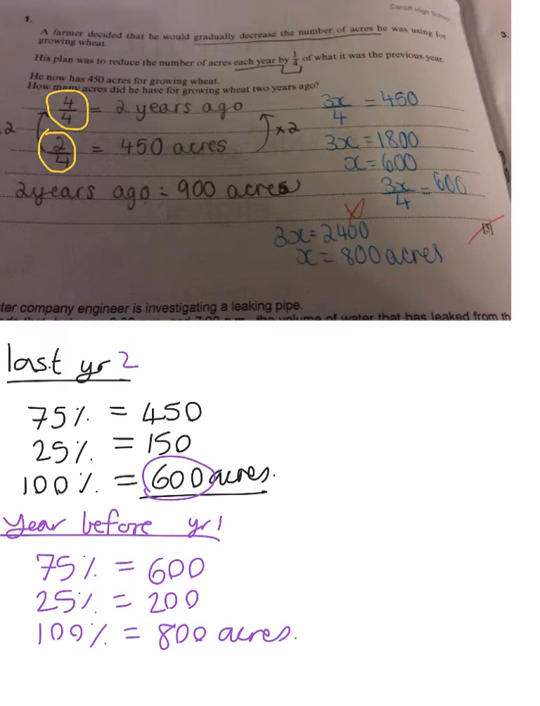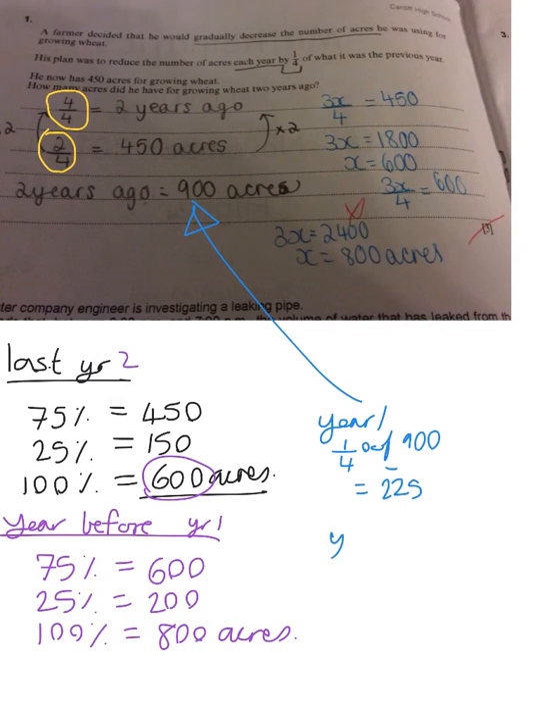Now, what you could have done to spot that you'd made a mistake there is you could have looked at that 900 and gone, 2 years ago, if 900 was my answer, in year 1 it would be a quarter less, so I'd find a quarter of 900 and take it off, so that's 450, 225, 225 acres, subtract it from the 900, and then in year 2 I would have done a quarter of whatever that answer is, subtracted from 900.